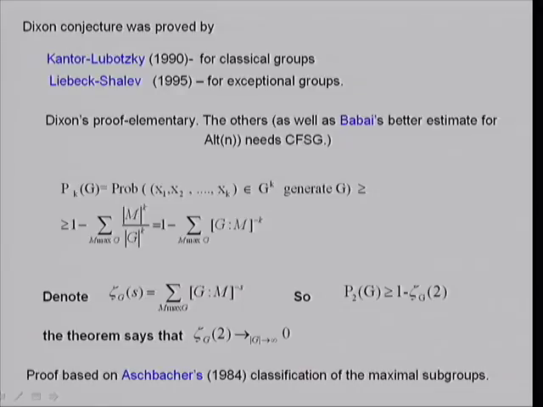Let's define P_k(G), the probability that a k-tuple of elements in G^k generates G. We are really interested in two, but later on we might be interested in more than two, so let's define it for all k. What's the probability that k elements generate the group? Well, there is one equation which is trivial, so I didn't write it down. This is equal to 1 minus the probability that they don't generate the group, right?